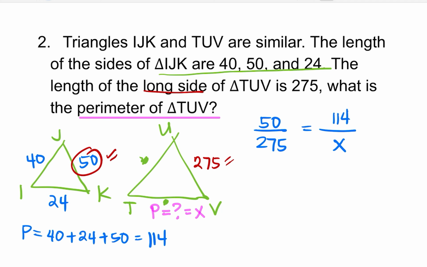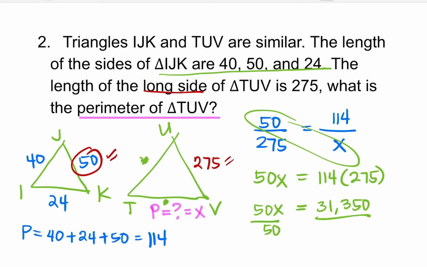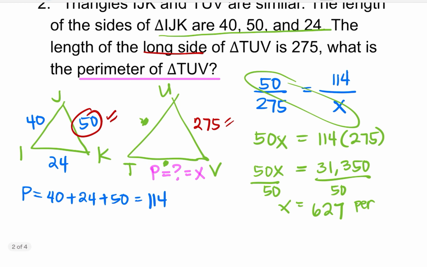So let's continue. Cross multiply. 50 times X is 50X, and 114 times 275 is equal to 31,350. Dividing both sides by 50, so X is equal to 627. 627 is the perimeter of triangle TUV.